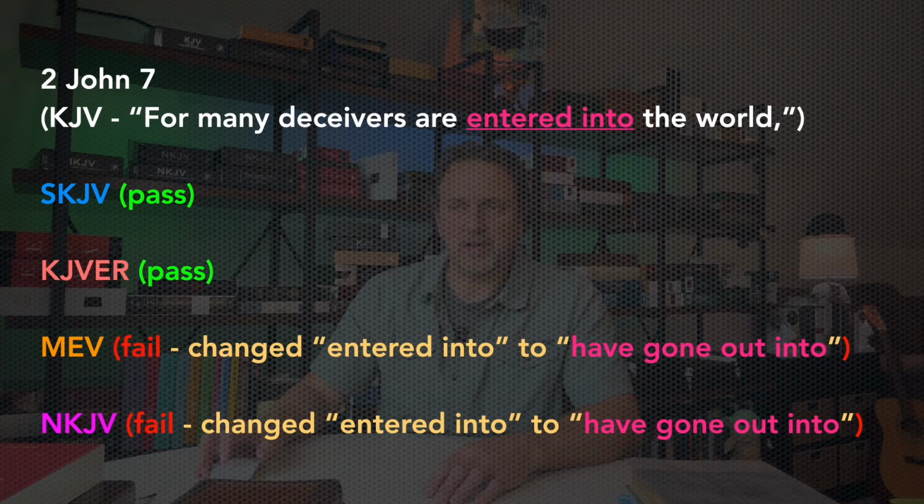2 John chapter 7, KJV: For many deceivers are entered into the world. The SKJV is a pass. The ER is a pass. MEV, KJV are a fail, and they both failed at the same thing. Because the KJV says entered into, they say have gone out into.